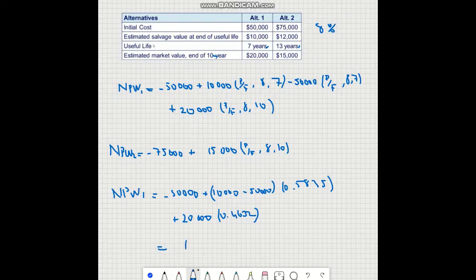64,000.76, but minus. So for the first alternative, we are gonna pay $64,076. Let's see our second alternative, like how much we are gonna pay for this value.